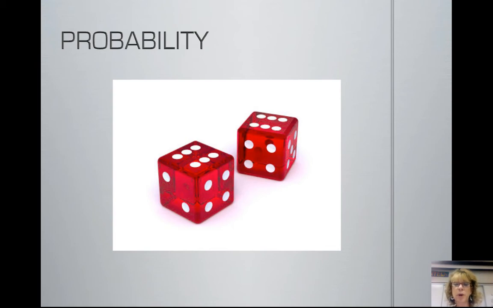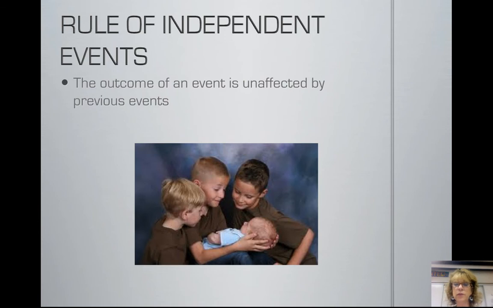There are rules for probability, and the first one is the rule of independent events. The outcome of an event is unaffected by previous events. If a couple has 4 boys, what is the probability that their 5th child is going to be a boy? It's 50-50. Because each child has a 50% chance of being a boy and a 50% chance of being a girl, and the previous children that you have do not affect the future children's probability of being a boy or a girl.